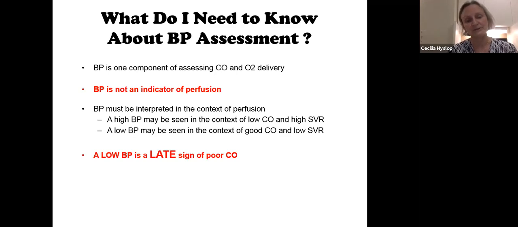And a low blood pressure may be seen in the context of a good cardiac output and a low systemic vascular resistance. Also, a low blood pressure is a late sign of poor cardiac output. So you can have lost 25% of your circulating blood volume before your blood pressure drops. So we need to be paying attention to other aspects of blood pressure than just systolic blood pressure.